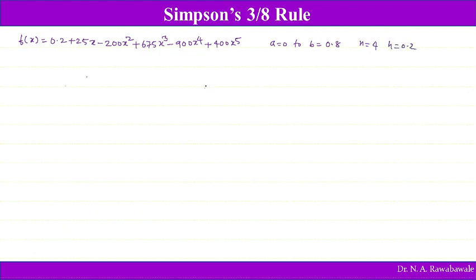So now again, when we want to use Simpson's 3/8 rule, first we will write this equation for Simpson's 3/8 rule, that is b minus a divided by 3n, just now which we have obtained.